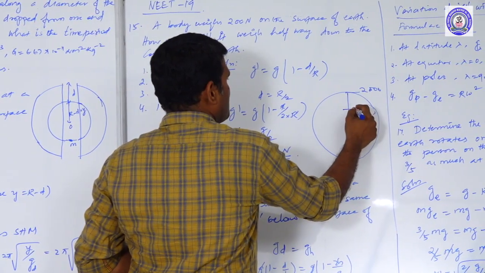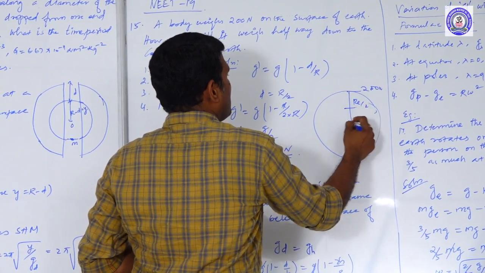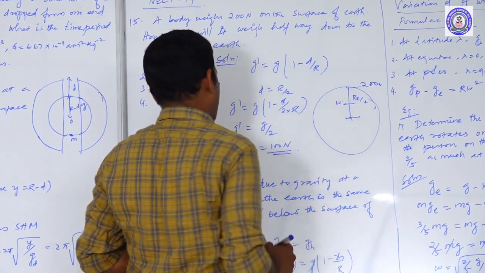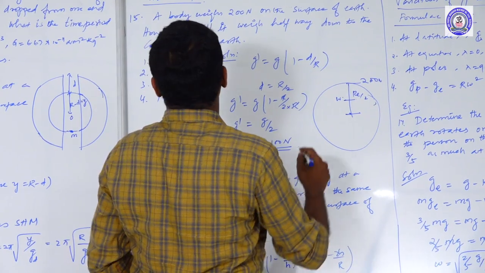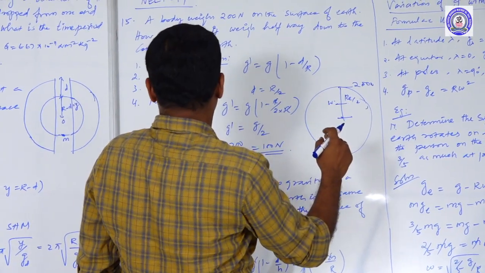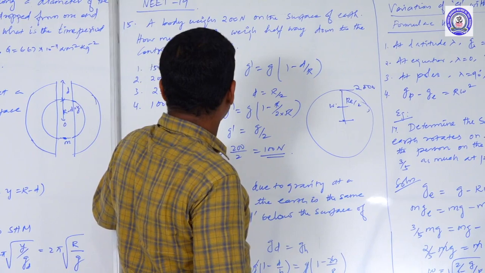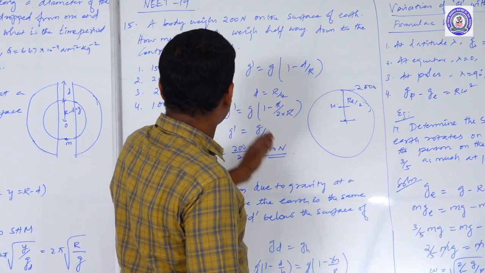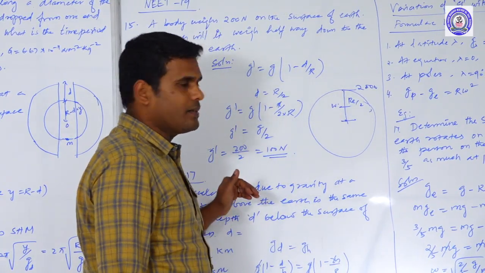Halfway down the Earth, which means R_E by 2. At this particular distance, what will be its weight? What will be the value of acceleration due to gravity, from which we can calculate the weight also, right?